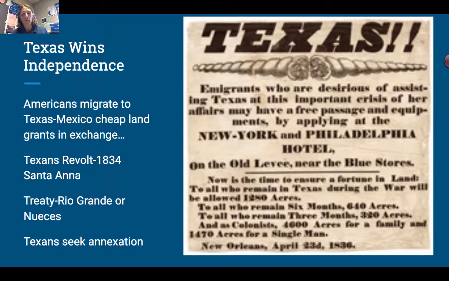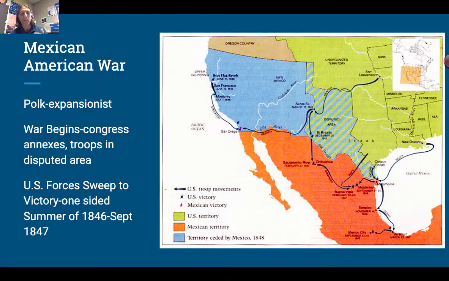One of the problems with this peace agreement is that one side believes the border is the Nueces River, the other side believes it's the Rio Grande River, and so this is going to be a disputed territory. What Texas realizes pretty early on is being an independent republic really isn't good for their business. So what they do is they seek annexation. They want the United States to make them part of the United States.